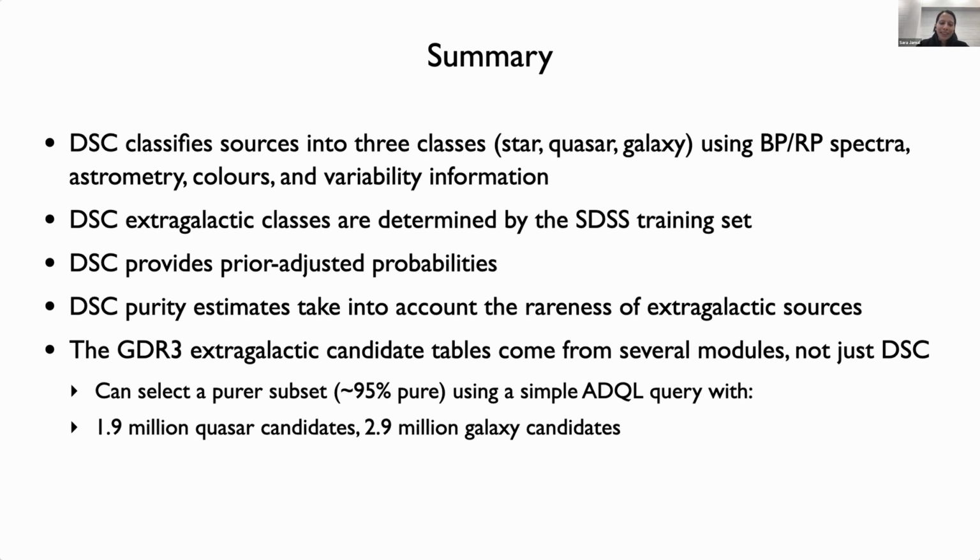So you have 1.9 million quasar candidates and 2.9 million galaxy candidates. And also just to mention a last number, DSC classified in DR3 1.5 billion sources. And I think we can finish on this note.